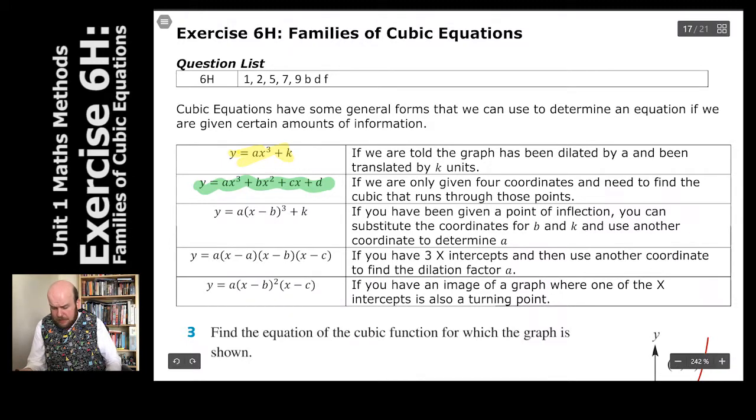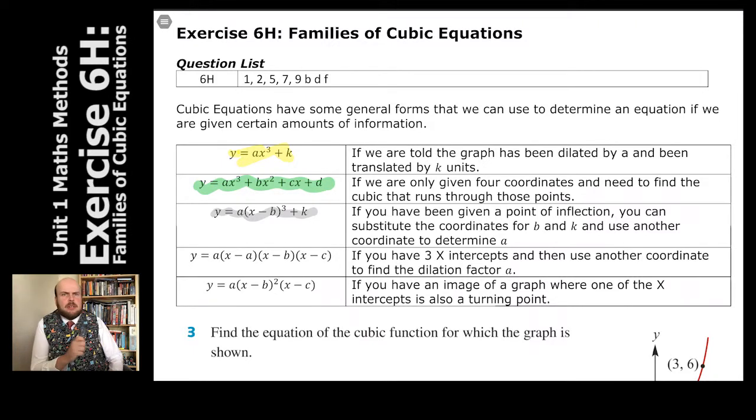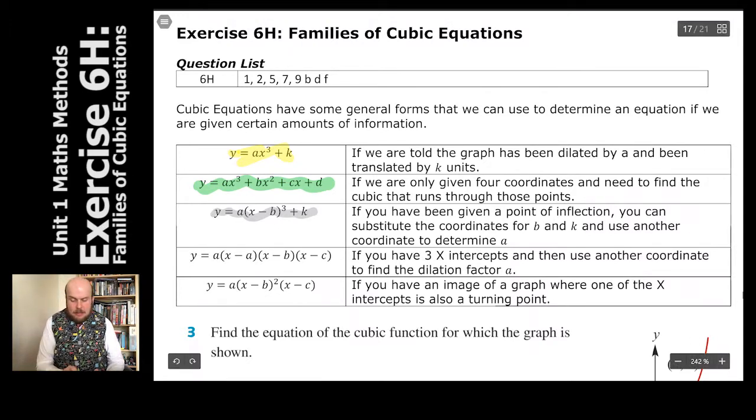Now this one here, you would use if you've been given a stationary point. So if you've been told where the point of inflection or stationary point is, you could just use this template and then sub everything into that, and hope for the best. It works exactly the same way as when you use a quadratic. So the minus b is where it's moved left or right, and the plus k is where it's moved up or down.